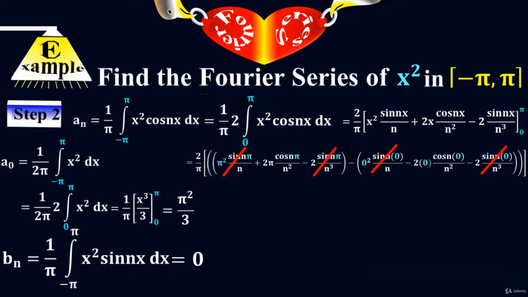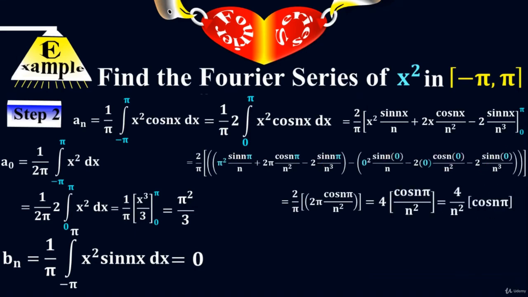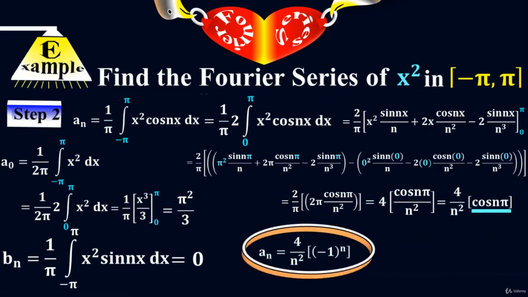If you remember, we have done this in the prerequisite lecture. Sine n pi equals 0 and sine n 0 is also 0. That's why I told you at that time that you must keep this in your mind, because we frequently use this in Fourier series. Cos n 0 equals 1, but it is a product of 0, so this term is also 0. And I'm left only with 2 pi times cos n pi over n squared, which equals 4 over n squared times cos n pi. Cos n pi equals minus 1 to the n, which depends on the value of n. So this is my final value for a sub n, which equals 4 over n squared times minus 1 to the n.